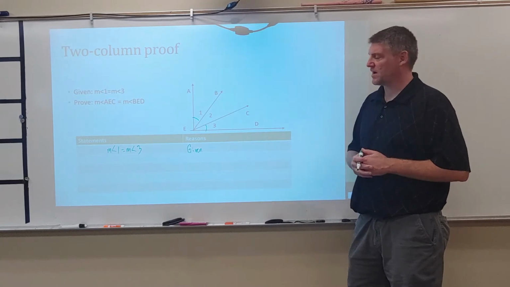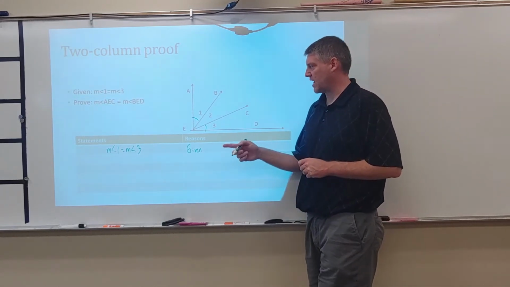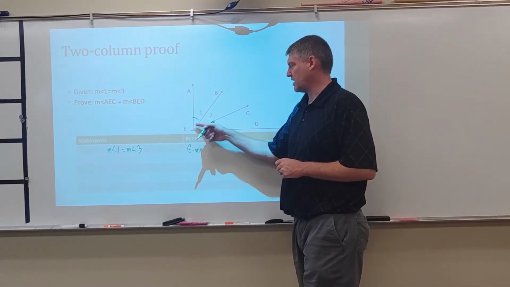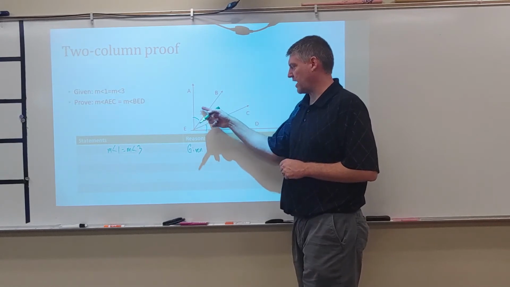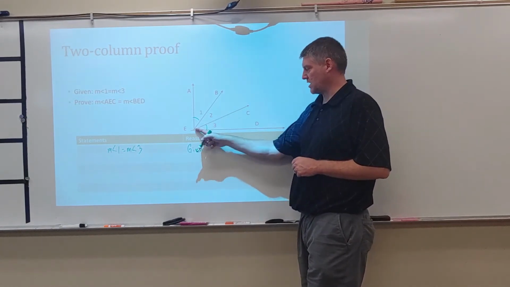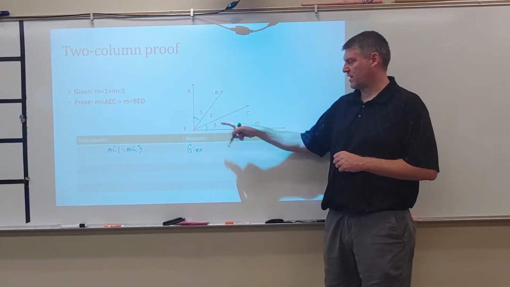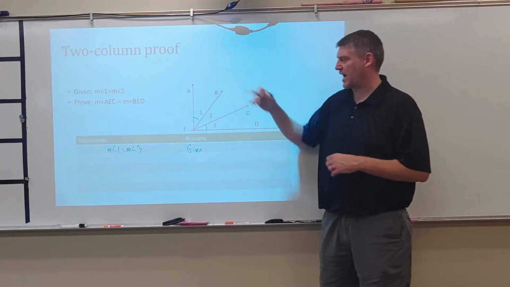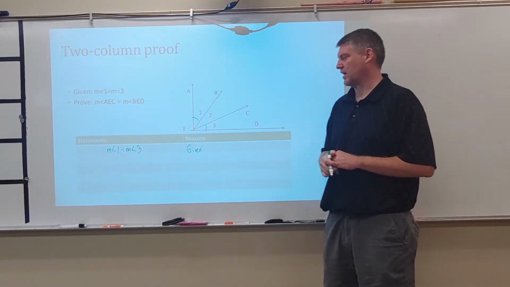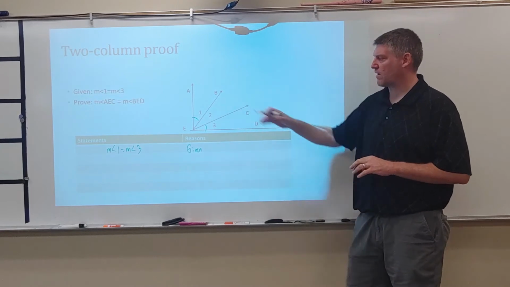There probably should be another piece in here that says like measure of AEC is equal to angle 1 plus angle 2. BED is equal to measure of angle 2 plus measure of angle 3. Probably should have had that up there. That's okay. We're going to kind of extend from it, from our diagram.